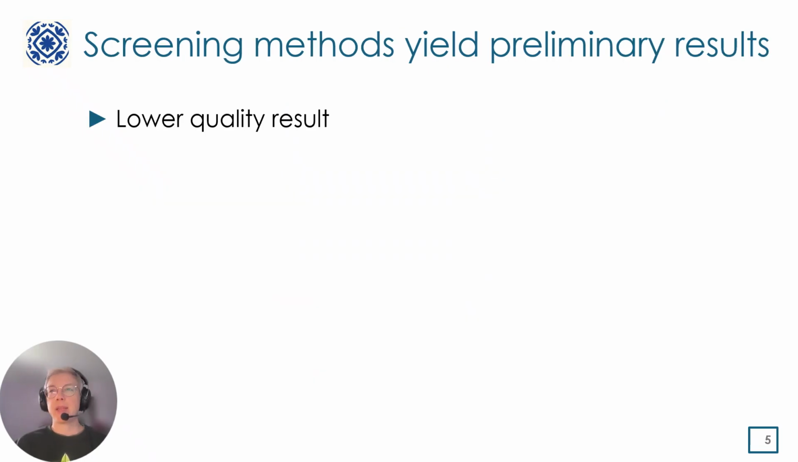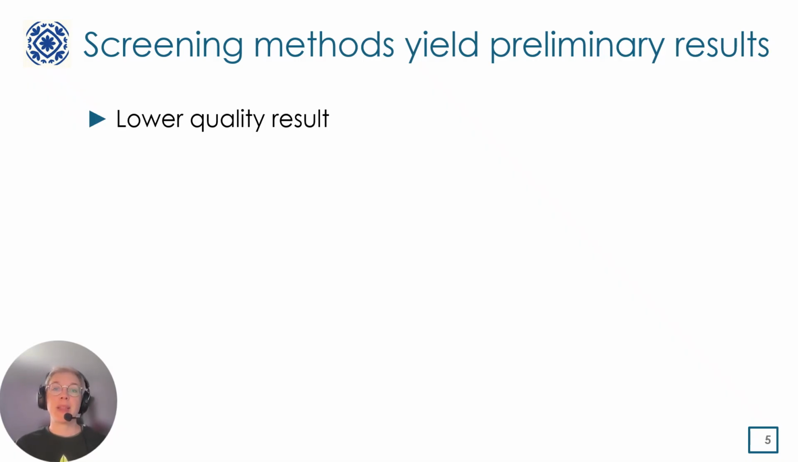Okay, screening methods. Screening methods are often confused for qualitative methods, but they're not the same thing. Screening methods are a cousin of qualitative methods, really. Qualitative and quantitative relate to the form a result takes. Is it a word or is it a number? Screening relates to the quality of a result and its place in the workflow.